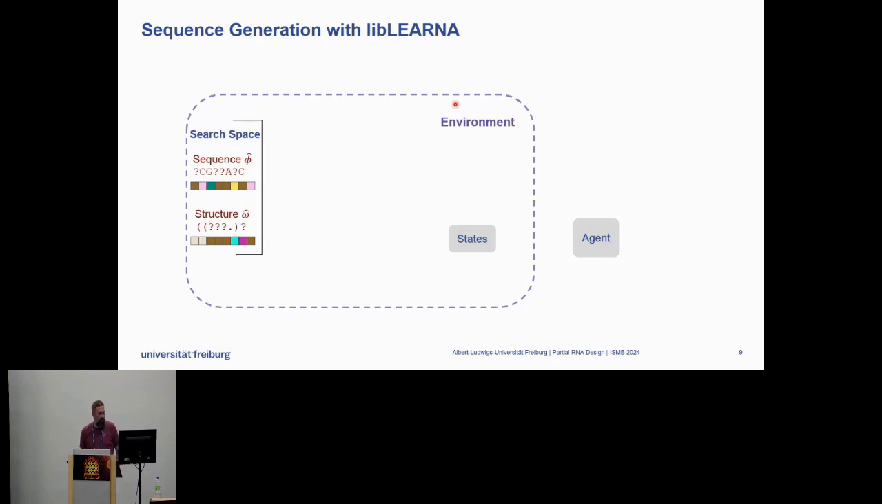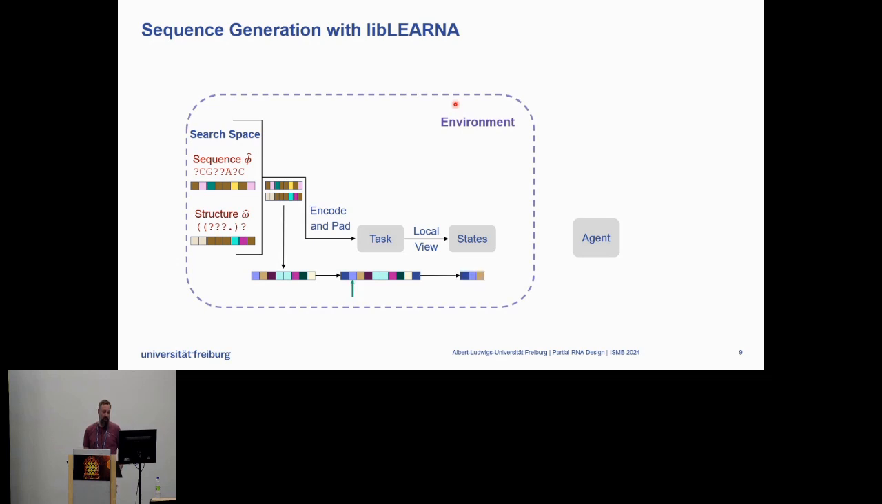Now for LibLearner, we start from a certain search space here of a masked sequence part and a masked structure. And we first define a task, and this task is used to define local views as the states. More precisely, we take the two representations for the sequence and the structure, we encode them into a joint representation, and then we pad this representation to define our task. And then we look at the mask positions of our sequence space to define a local view of this position. And this defines our state, and the state is then fed into the agent.